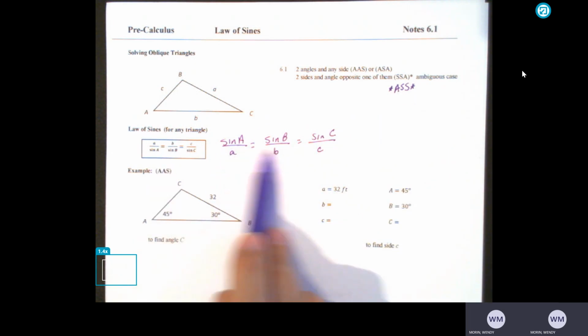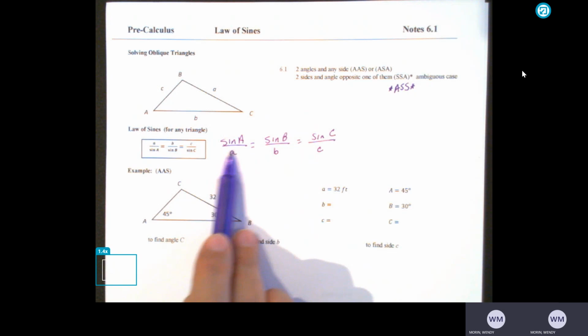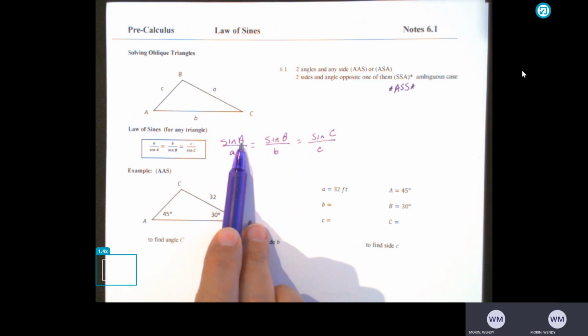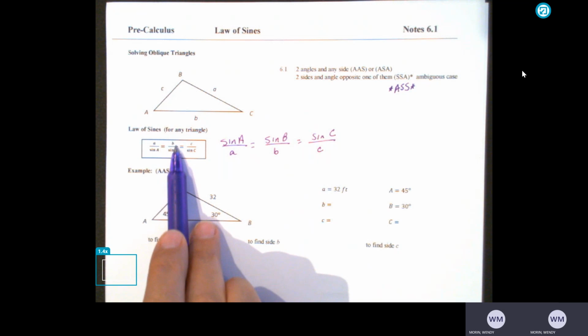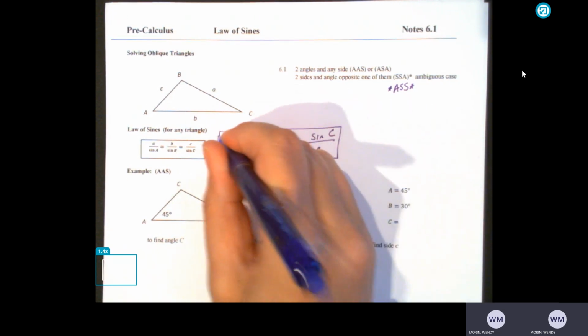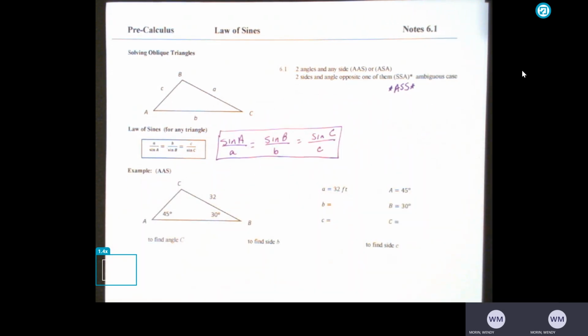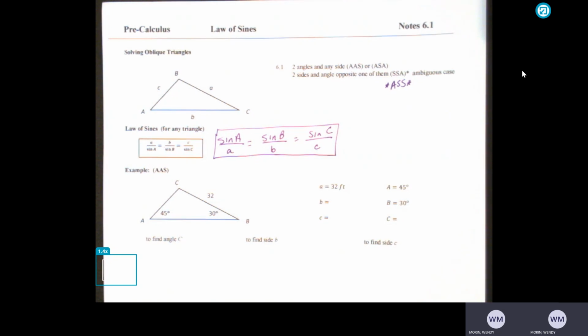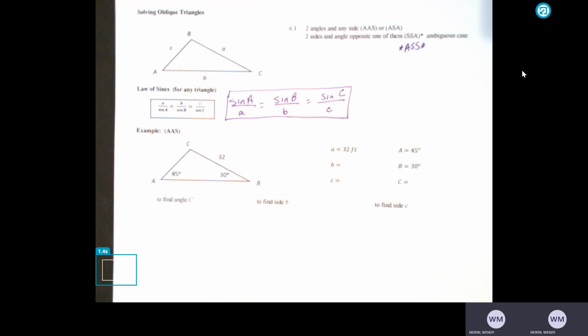And you will see me use, when I'm trying to find an angle, I will start with my unknown at the top because it's easier to solve. If I'm trying to find a side, I will start with my side on the top because it's easier to solve. So both of these proportions are all equal to each other. Okay, so let's take a look at our first example.